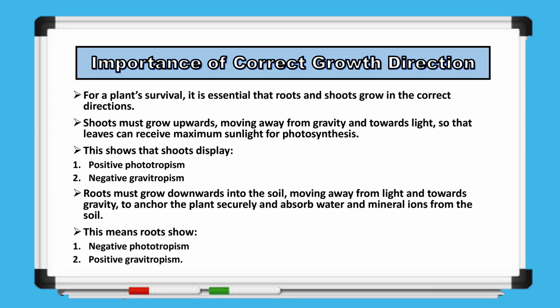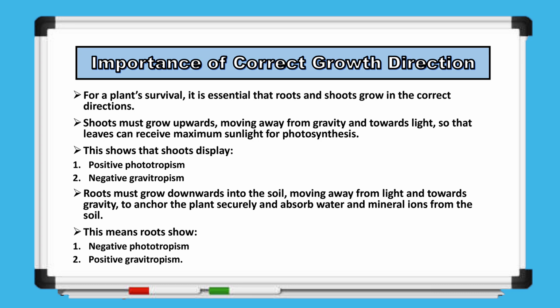Now let's understand the importance of correct growth direction. For a plant to survive, it is essential that its roots and shoots grow in the right directions. Shoots must grow upwards, away from gravity and toward light, so that the leaves can capture maximum sunlight for photosynthesis. This shows that shoots exhibit positive phototropism and negative gravitropism.